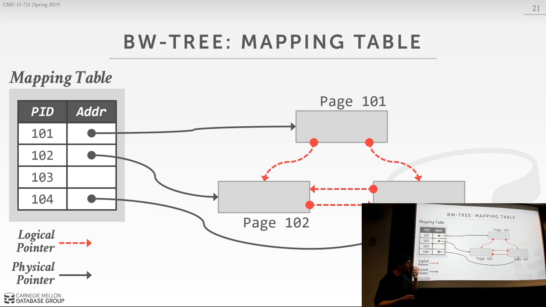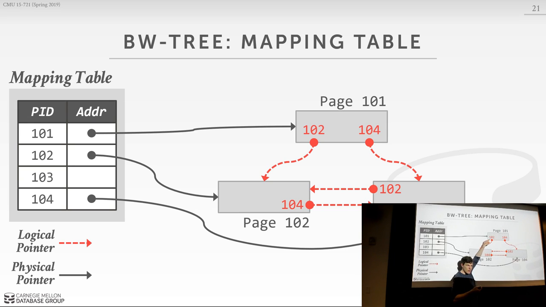The way we organize the tree to keep track of my children and my siblings is that I store the logical page ID instead of the physical pointer. So if I want to do a scan along this, say I start at page 101 and want to jump down to my child 102, I do the lookup in the mapping table, ask for 102, get the physical address, and now I know where to jump to. Pretty simple, but it gets harder.